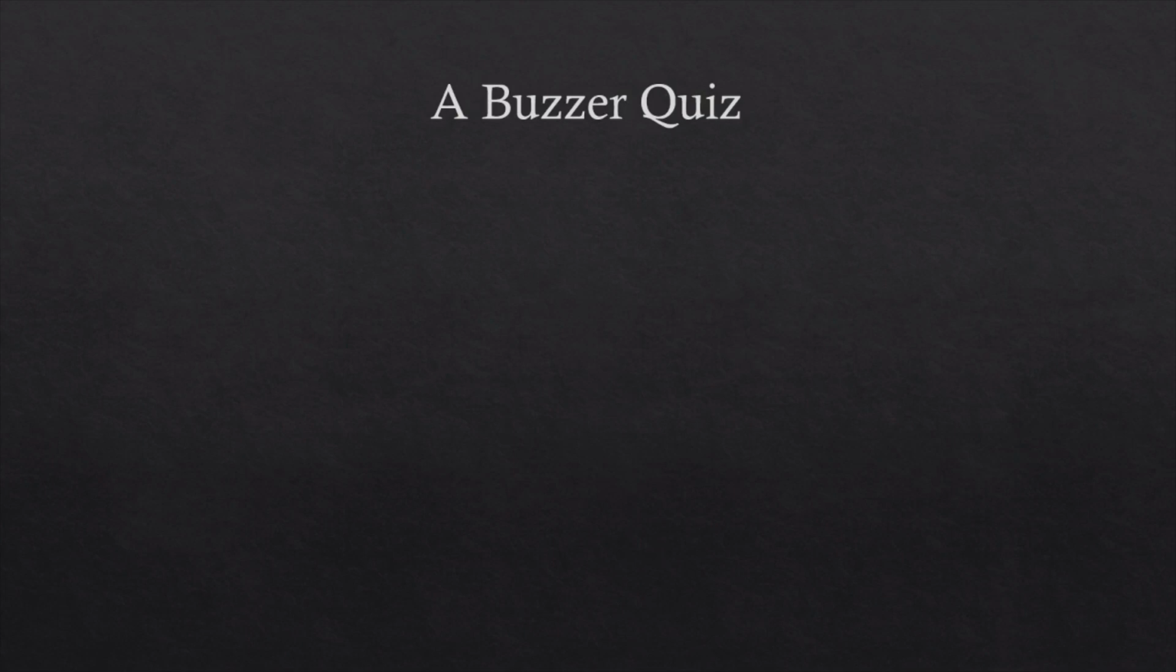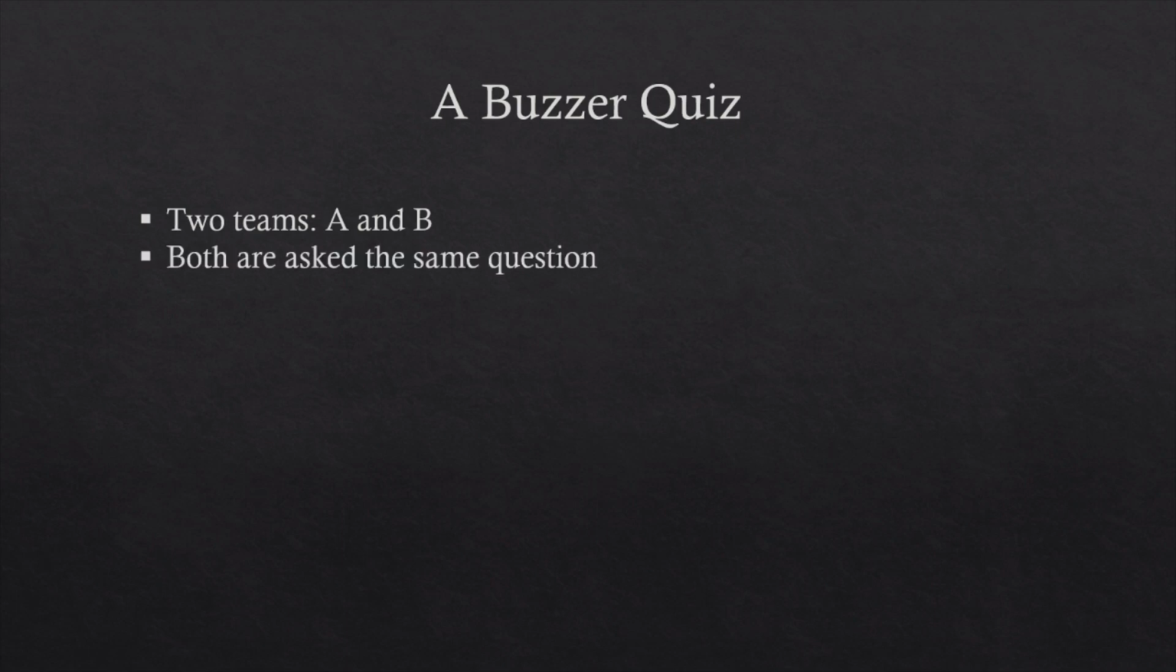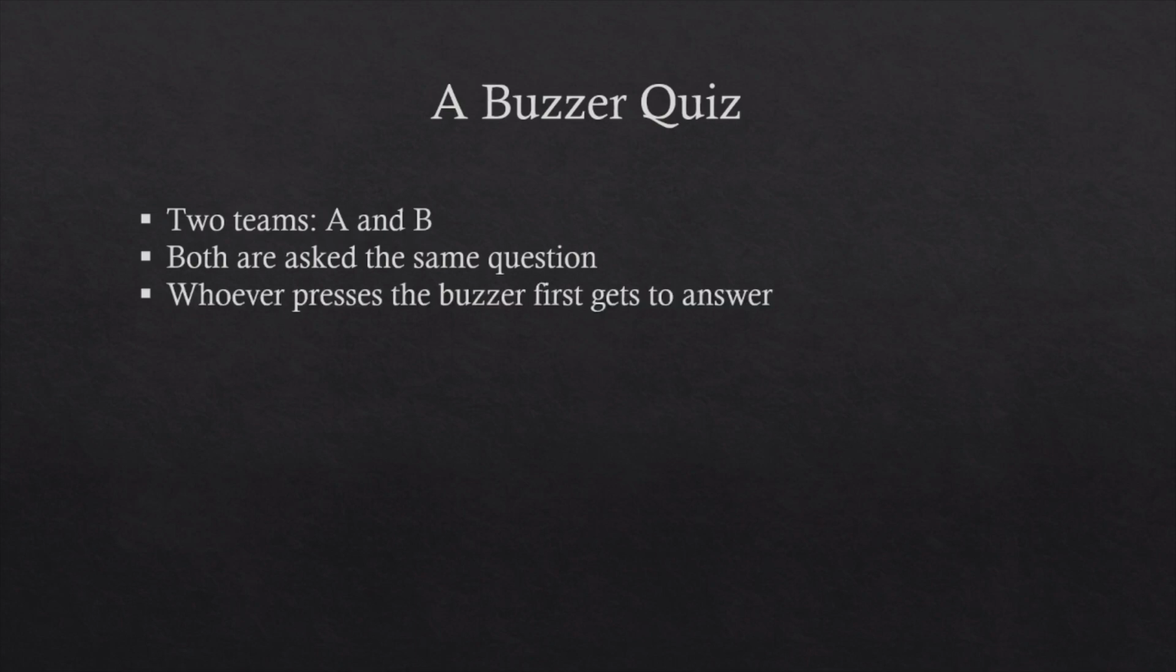To see how we can design a basic finite automaton, let's take an example of a buzzer quiz, where the rules go something like this. So there will be two teams, Team A and Team B. Both are asked the same question each round. Whoever presses the buzzer first gets to answer.